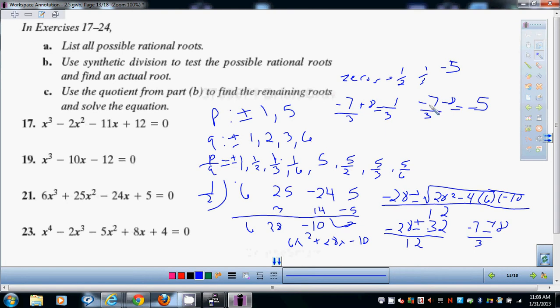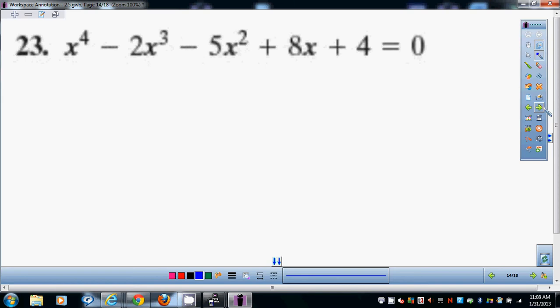We're just going to work this one together because everything's the same except we have to take 2 of them out to get down to a square, which doesn't change anything. We just have to do an extra synthetic division.